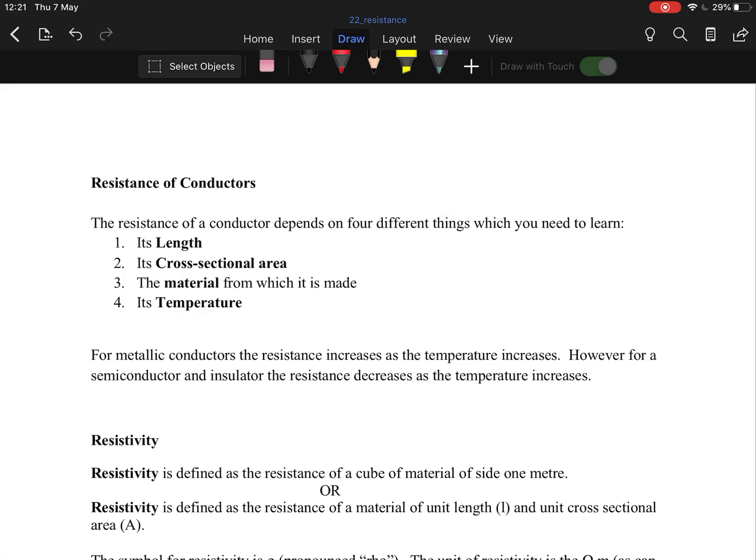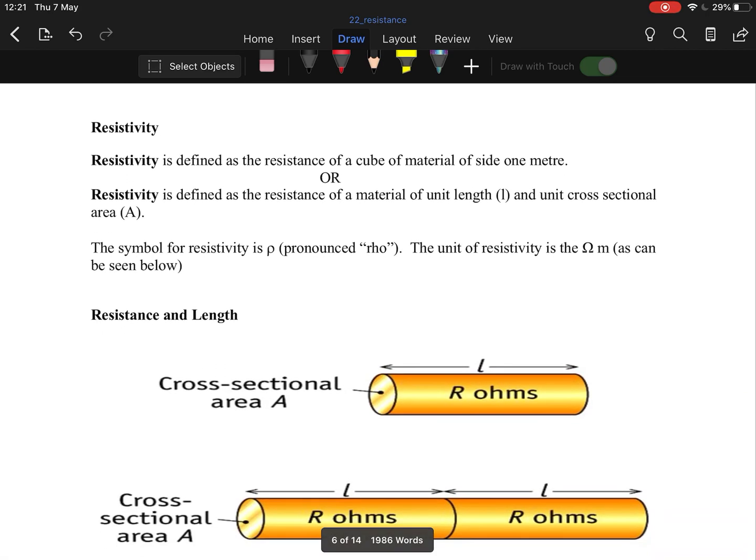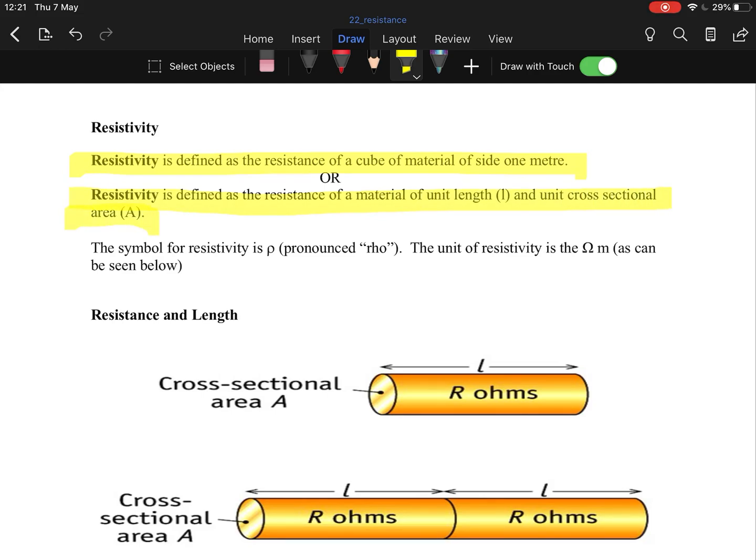Okay? So resistance of conductors. The resistance of a conductor depends on 4 different things: the length, cross-sectional area, the material, and the temperature. Okay? So these are the 4 things that will affect the resistance of a wire. Its length, cross-sectional area, the material it's made from, and of course the temperature. Now you will be asked the resistivity. What is the resistivity? It is defined as the resistance of a cube of material of side 1 meter. It's a lot easier than the resistance of a material of unit length L and cross-sectional area A.